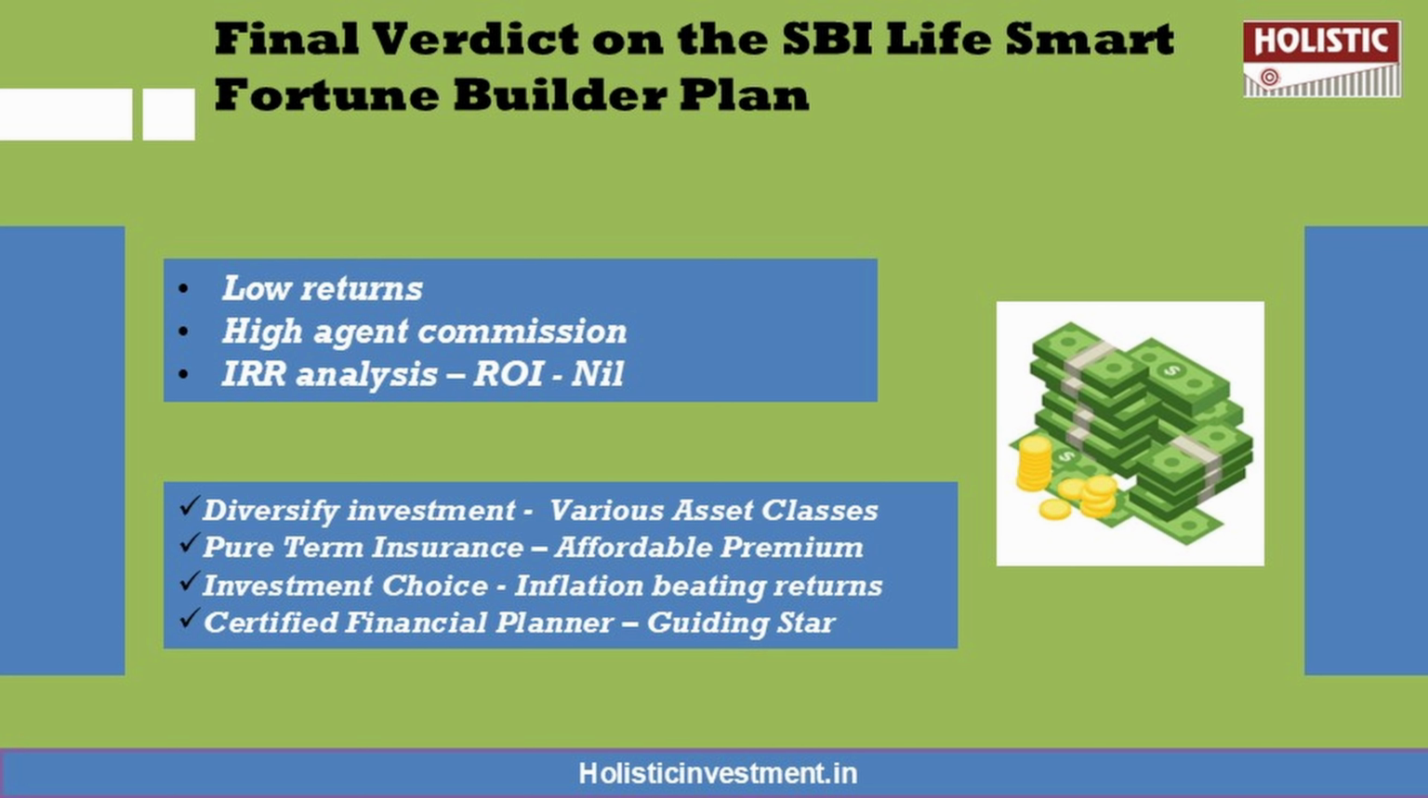So what can you do instead? From our analysis, you can opt for a pure term life insurance policy, which can be a better option for life coverage because it offers essential financial protection for your family with a higher coverage at an affordable premium. And to achieve your financial goals with an investment that can give you inflation beating returns, you can build a diversified investment portfolio across asset classes and keep your insurance and investments separate. So definitely you can do all these things to achieve a more desirable outcome.